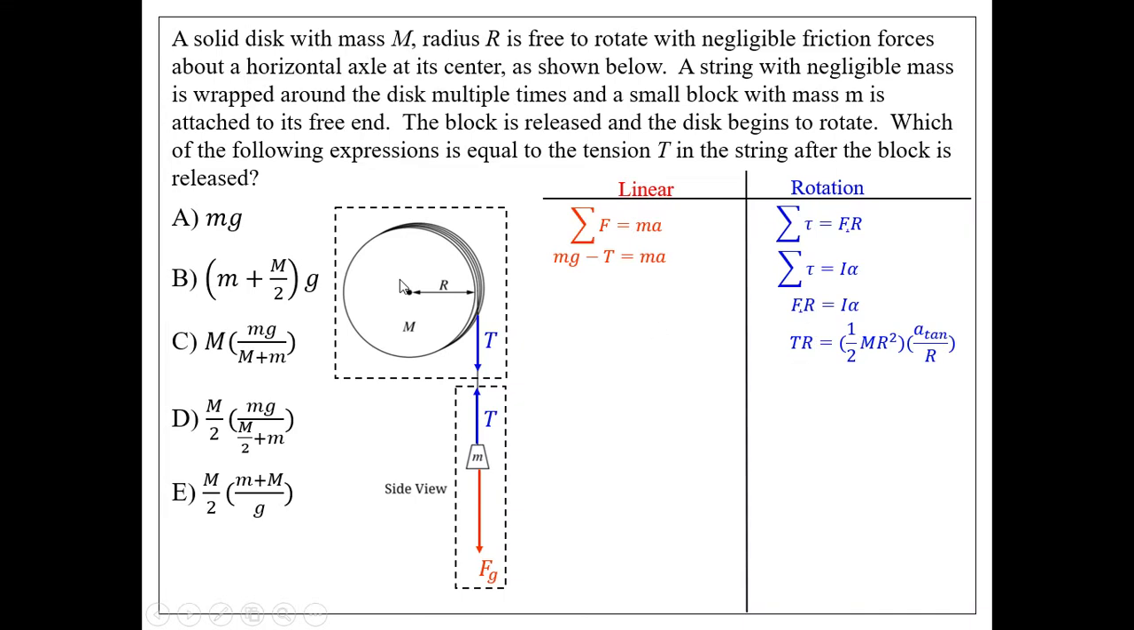R is just whatever R is in this diagram, and it gives us capital R, so I'll just use capital R. On the right side, the I value of a solid disk is just 1/2 mr squared. And alpha can be swapped out for a tangential over R, right? The relationship between a tangential is equal to R alpha. So if you're looking for alpha, you just divide both sides by R, and that's where this comes from.